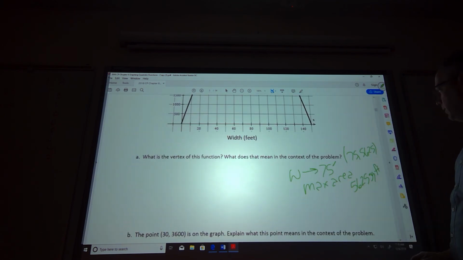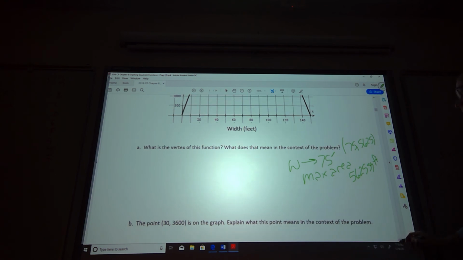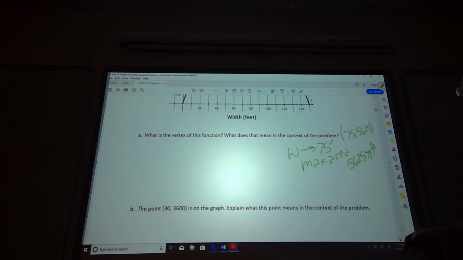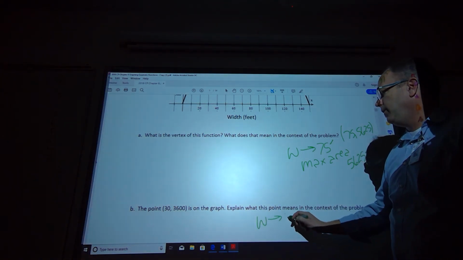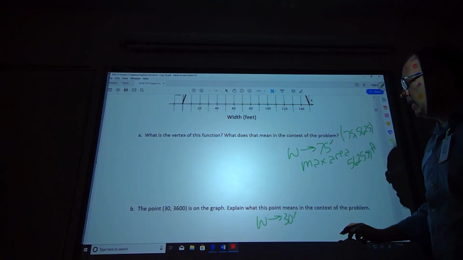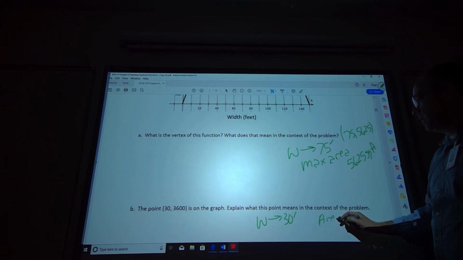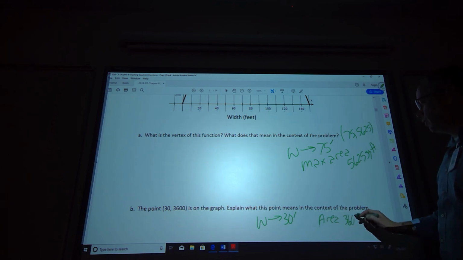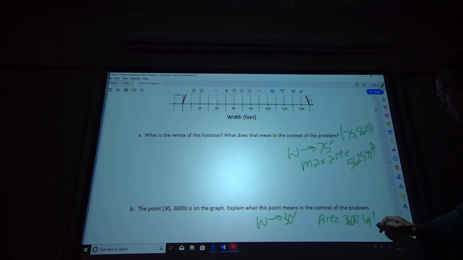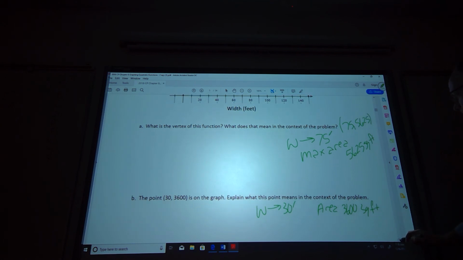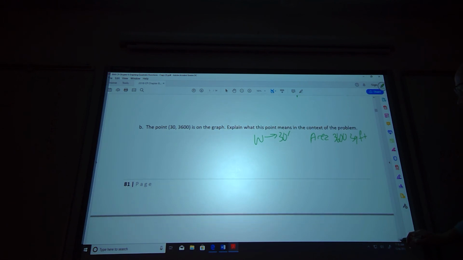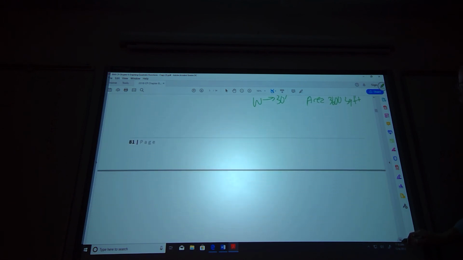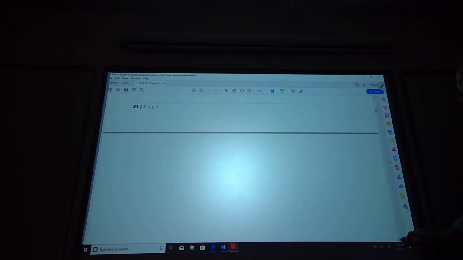What does the point 30, 3,600 mean in the context of this problem? It means that if I had a width of 30 feet for my fence, then my area would be 3,600 square feet. And that appears to be all for this page.